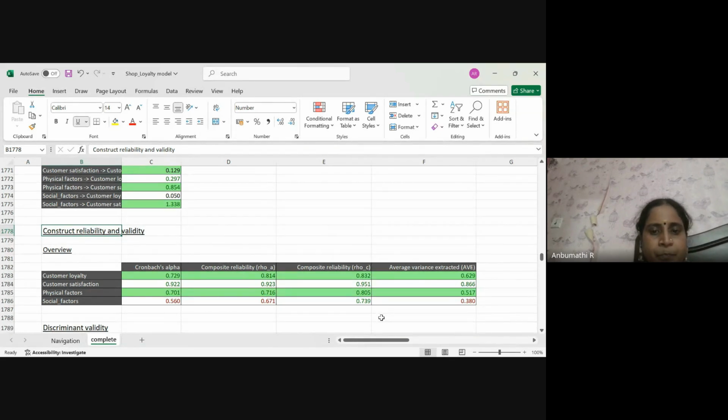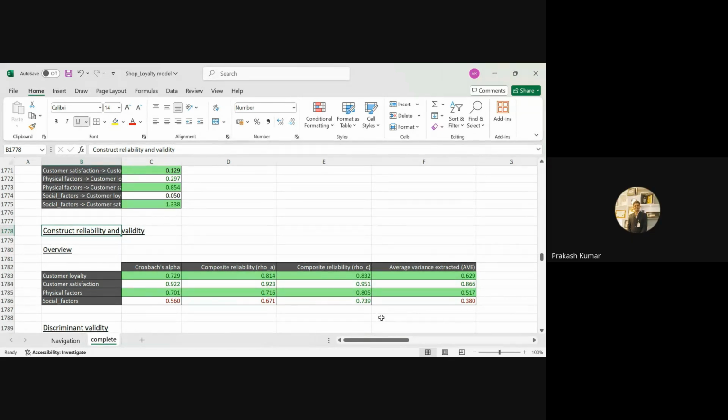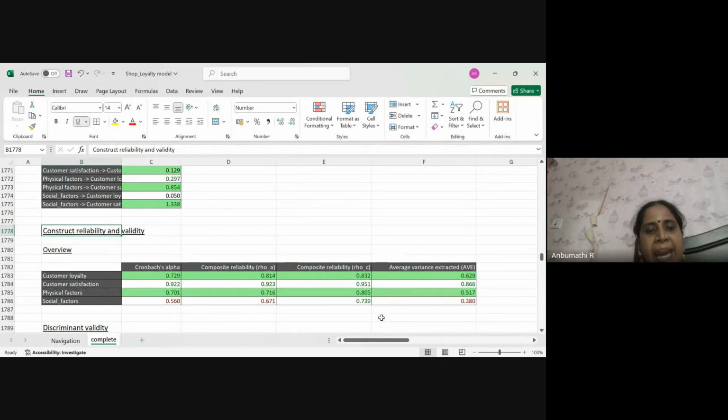Yes? Is it a thumb rule, madam? It is not a thumb rule, sir. Again, it is affected by the number of items. Like Cronbach's alpha, this composite reliability is also affected by the number of items. In order to have a middle stand, instead of considering row C, we are considering row A. That's all. It is not a thumb rule. It is the procedure we generally follow according to Hair et al.